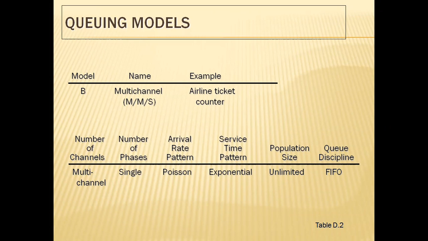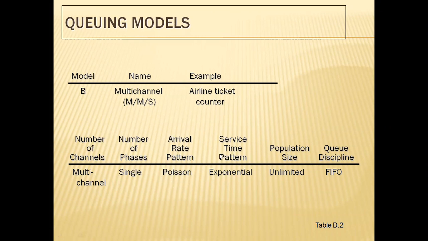The Kingfisher, likewise. So n number of channels. So we are having multiple channels. So n number of phases. Only for the single person, we can choose n number of channels for getting the ticket for the airlines. Next, arrivals is also here.